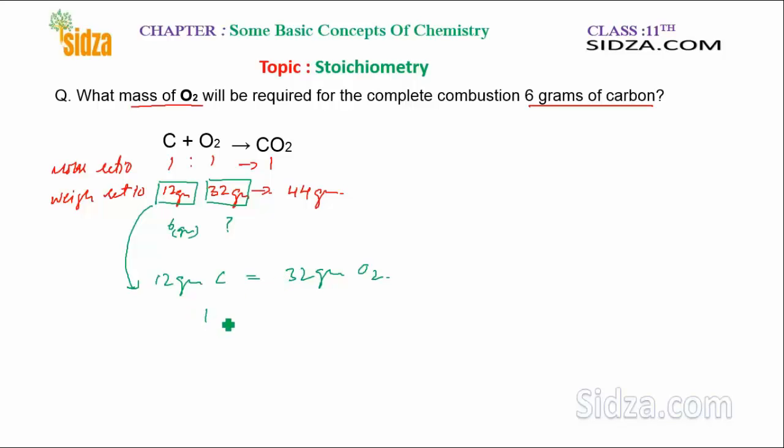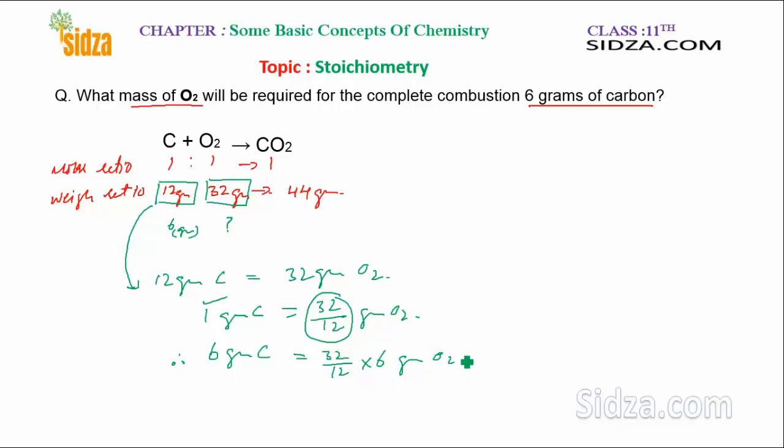So therefore, for 1 gram of carbon, I can calculate the weight of oxygen required. That is 32 by 12 grams of oxygen. So therefore, I have found the weight of oxygen required for 1 gram. Now for 6 grams of carbon, we require how much oxygen? 32 by 12 times 6 grams of oxygen. And this is how much? It will be 16 grams of oxygen.